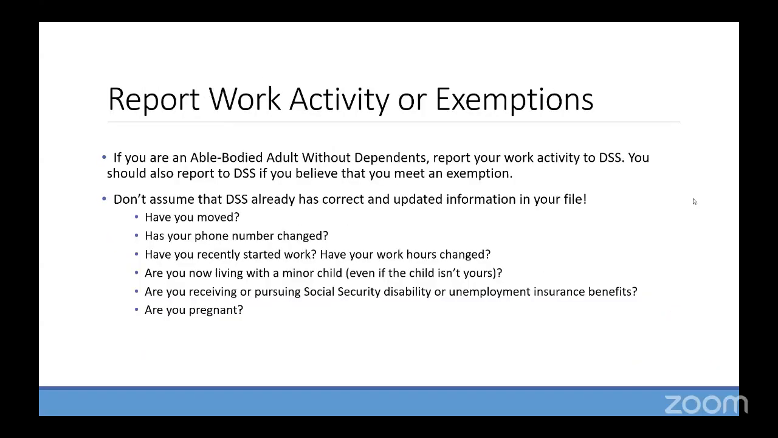And so if you are an able-bodied adult without dependents, it's very important for you to report your work activity to DSS. Or if you believe that you meet an exemption, you should report that to DSS. I always want to remind people to make sure that DSS has your correct and updated information. So if you've moved, if your phone number has changed, you want to let DSS know so that you can continue to receive important letters and communication from them. If you've recently started work, maybe that can make you comply with the work requirements when you didn't before, so that's a good thing to report. Or if you think you now meet an exemption, like living with a minor or being pregnant.